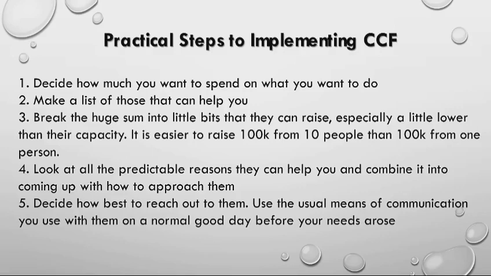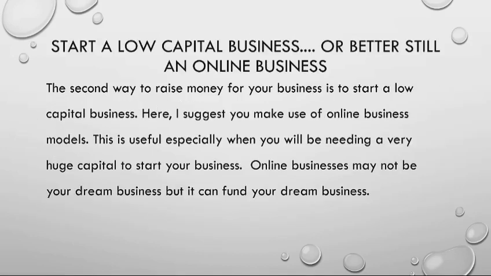Funding at family level changes over time. We can come to a point where all your friends are millionaires, and you want to fund a $1 billion project. You can still reach out to those set of people. You know that their capacity has increased. There is a way. Use your usual means of communication before that need arises.